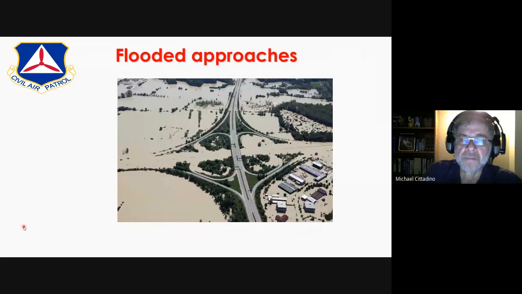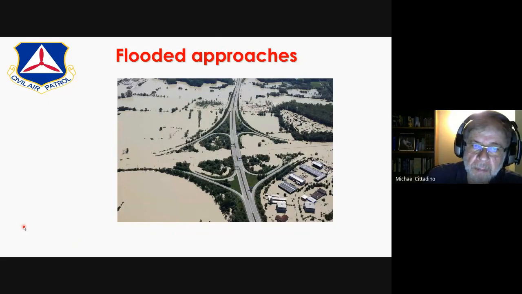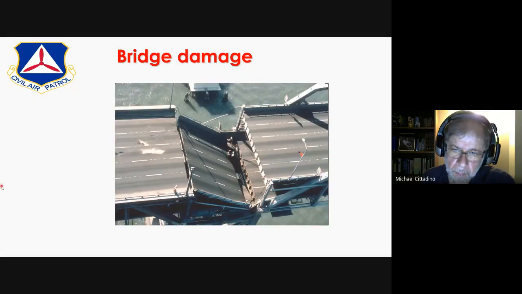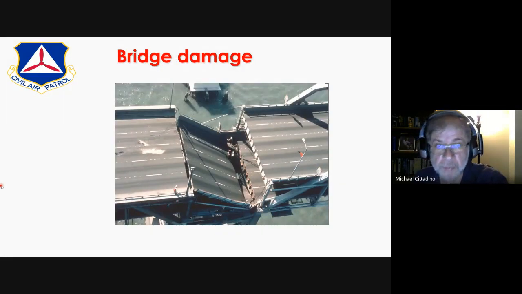Here's infrastructure that's been impacted by a natural disaster. In this case, this expressway or road looks to be intact, but the egress to it is totally blocked due to the flooding. Here's a road that's not intact, or in this case, a bridge that's not intact.